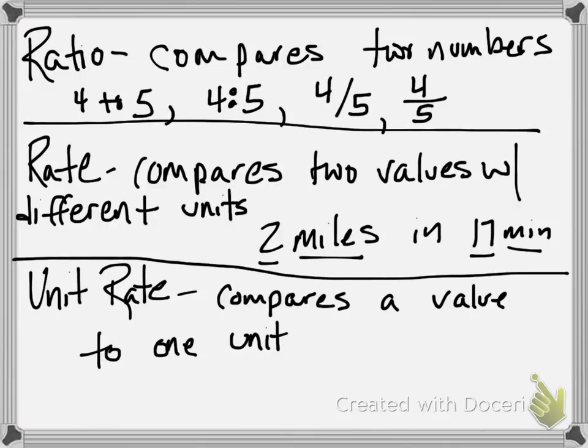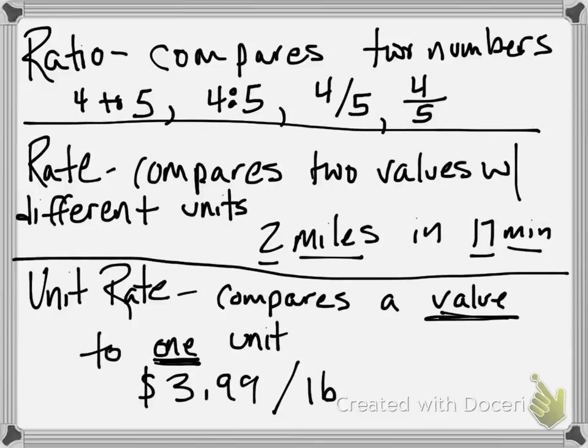The last one, the unit rate, this is what we might see in the grocery store. This compares a value to 1 unit. So in a grocery store you might see something like $3.99 per pound. And when they're saying per pound, they mean per 1 pound. So there's our 1 unit. So we have a value, $3.99, and we're comparing that to 1 pound as our unit.